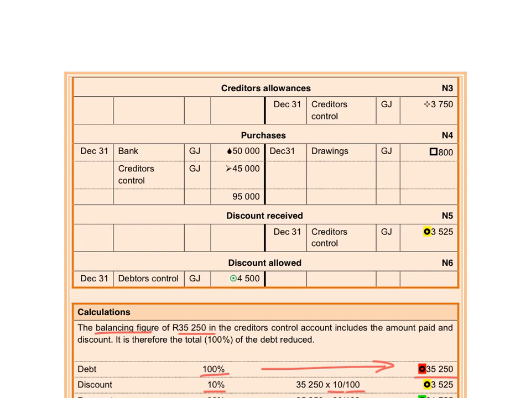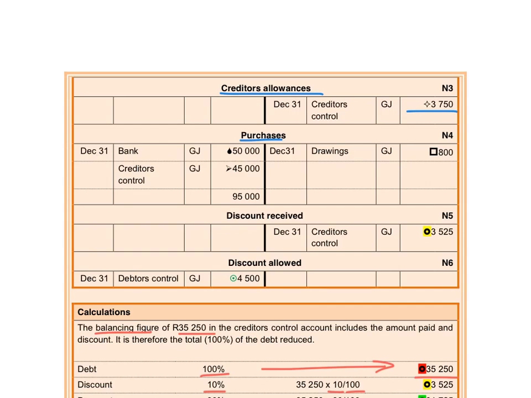In the periodic system, we will use a creditor's allowances account that is not used in the perpetual inventory system. If we return goods in the perpetual inventory system, we will credit inventory. Because we don't use our inventory account, we have to create an additional account where we can show that the purchases was decreased with 3,750.